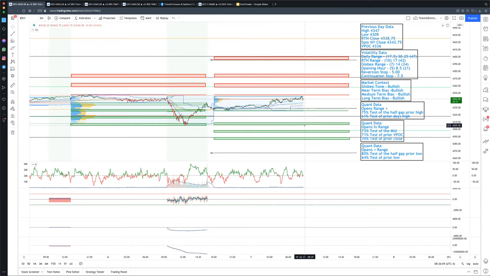So it's not a scalping strategy. This is more of a position type trading strategy, and so it's very easy for new traders, once you grasp the internals, to apply this to your own accounts.